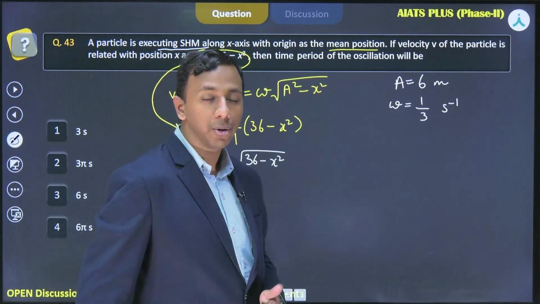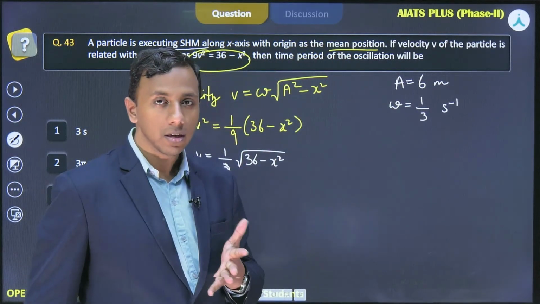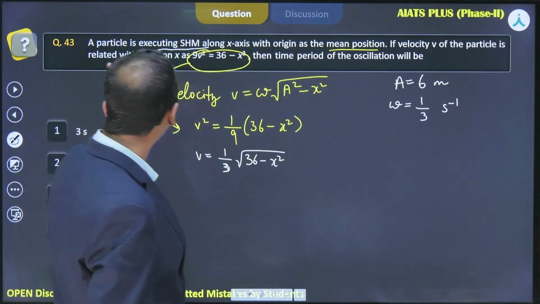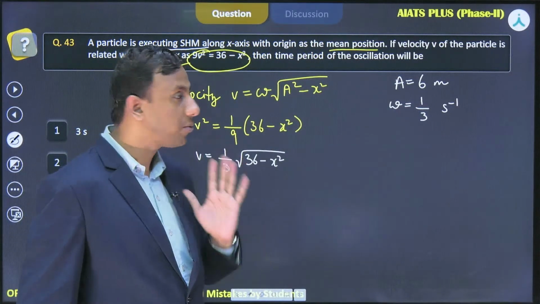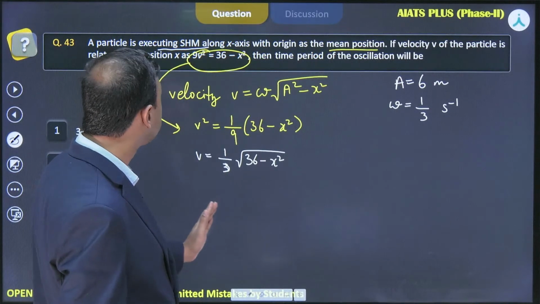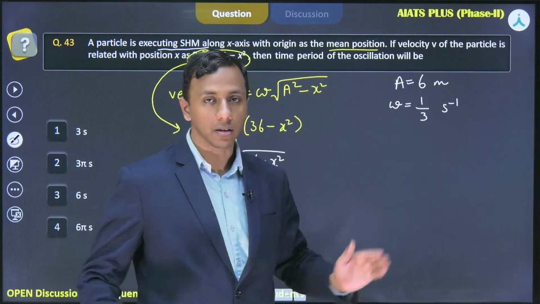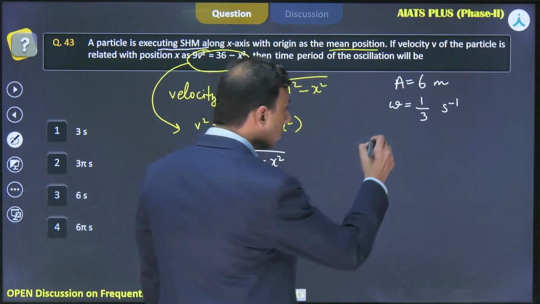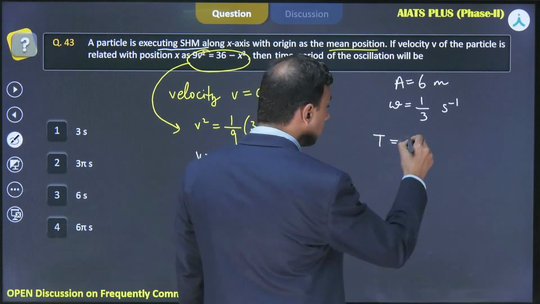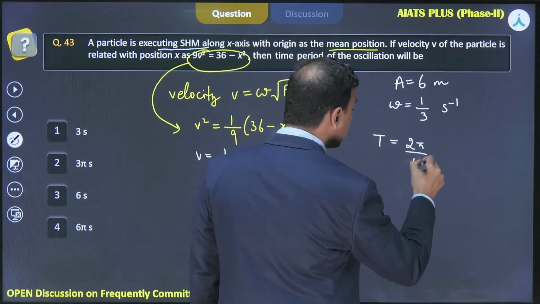And from this, what all can you find? You can find the maximum velocity of that particle. That also you can find, but that's not what they're asking. What are they asking? Time period of oscillation they're asking. Time period, simple formula, right? Time period is equal to 2π by omega.